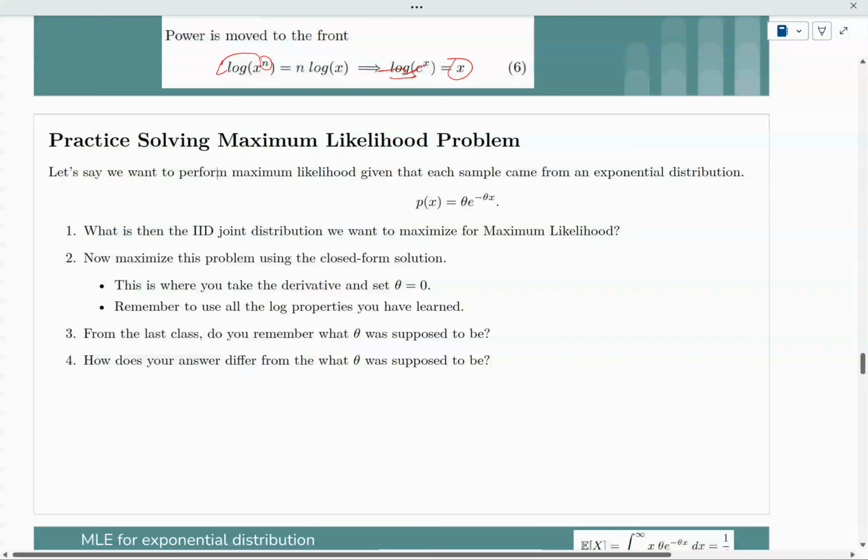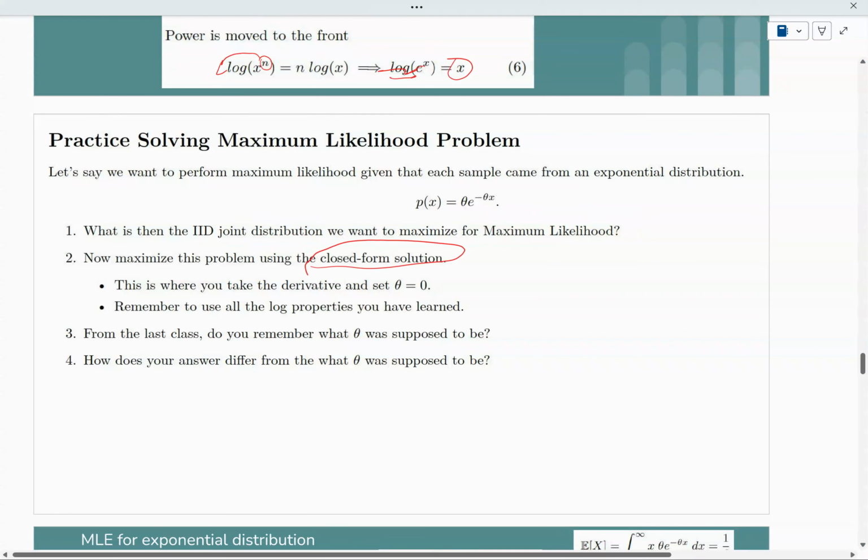Let's say you want to perform maximum likelihood, but this time you're trying to use maximum likelihood to find the parameters for an exponential distribution. So at this point, what you want to do is figure out what the IID joint distribution is that we want to maximize. So what is the joint distribution? And then figure out the objective, the maximization problem we want to solve for maximum likelihood. Once we have it written, now use the closed form solution.